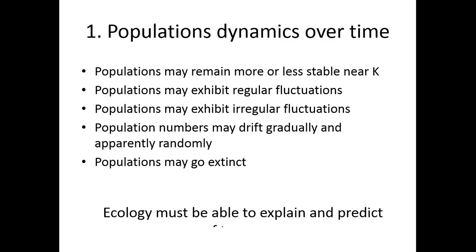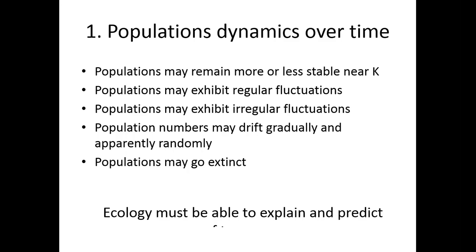But then there are other things that we see in nature. We see populations that have regular fluctuations. So sometimes they are above carrying capacity, and then other times they're below, and they're above, and then they're below, and there's a period to this. So it's kind of like a sine wave. Then we've got populations that show irregular fluctuations that are just kind of all over the place. We've got populations that appear to kind of drift randomly and gradually, and they don't have sharp increases or decreases, but they just wander around and they're not necessarily near their carrying capacity.